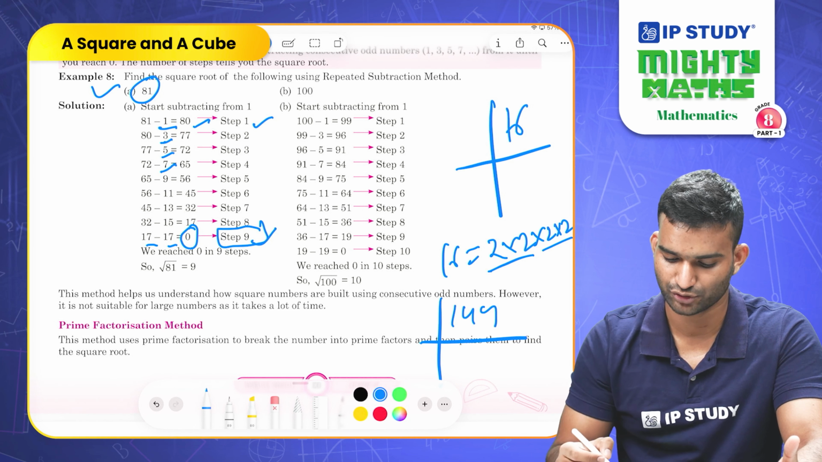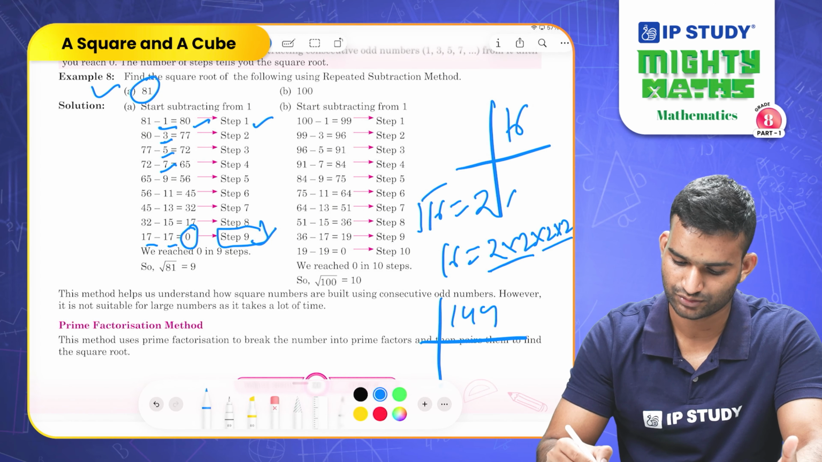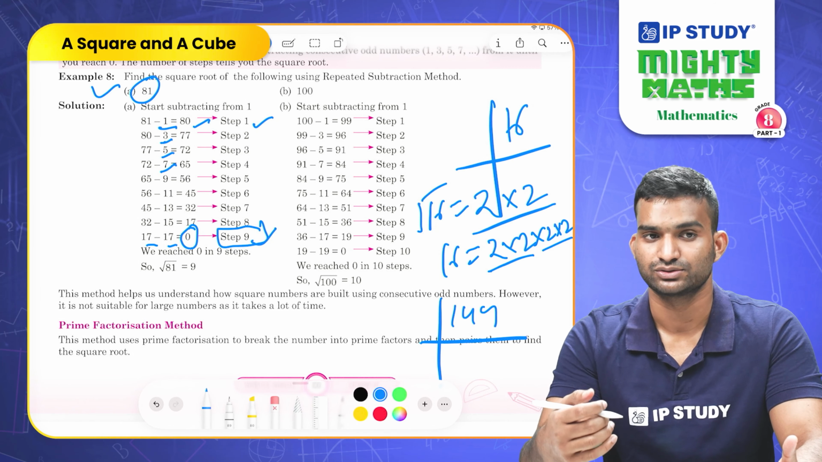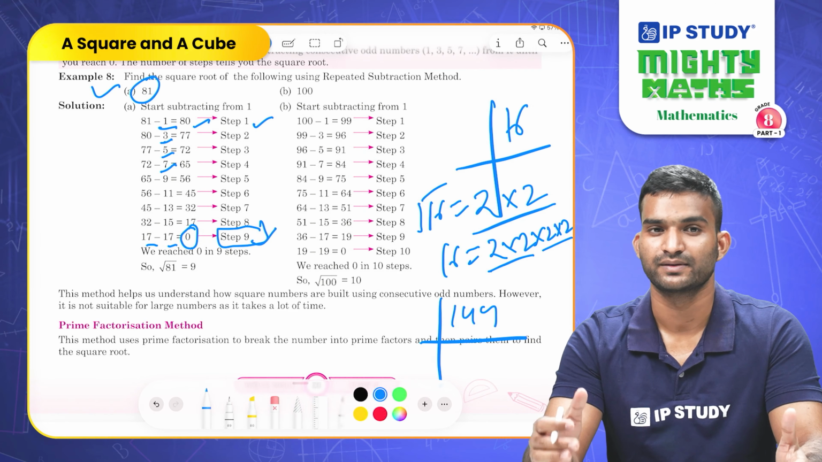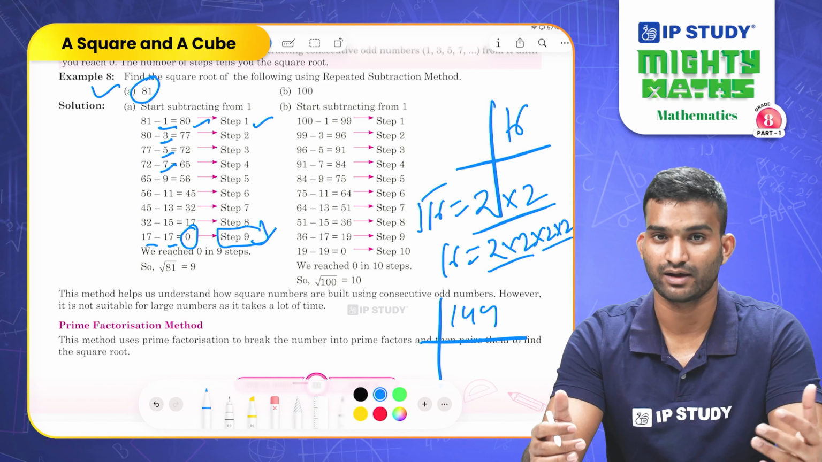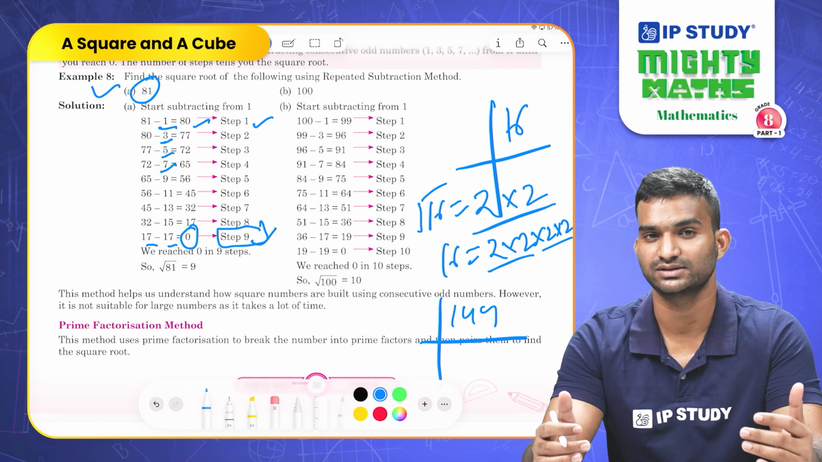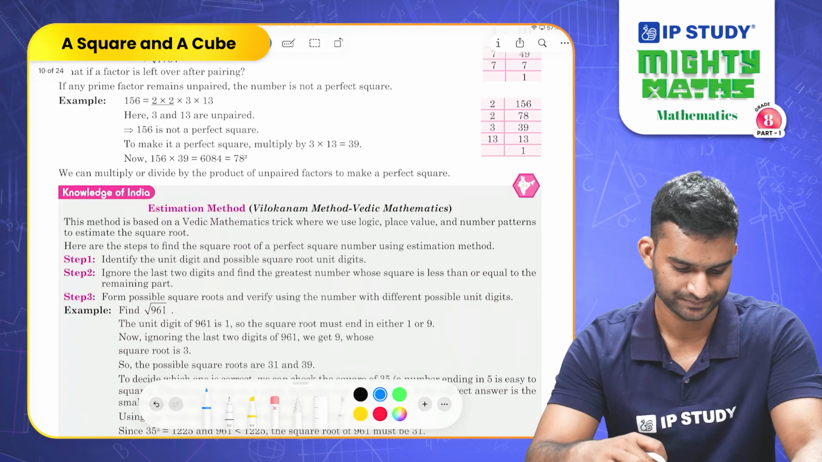So whenever we are talking about square root of 16, we take 2 into 2. So this will be our square root. So square root of 16 is 4. So whenever we have a number, we get its prime factors and we count its pair as 1, and this is how we get the square root of a number using prime factorization method.